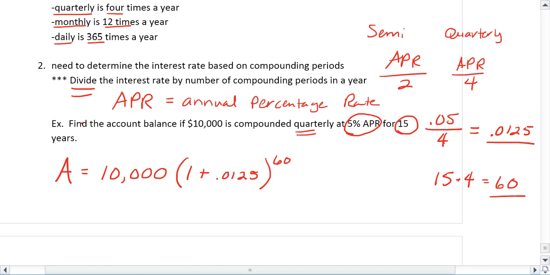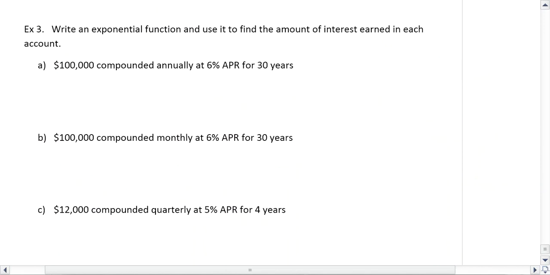And now this becomes calculator work. And if I punch that in correctly, at the end of the 15 years, we would have $21,071.81 rounded off to the nearest penny. All right, let's just do example 3, which has these 4 parts, and then we should be done. So go ahead and write the equation.